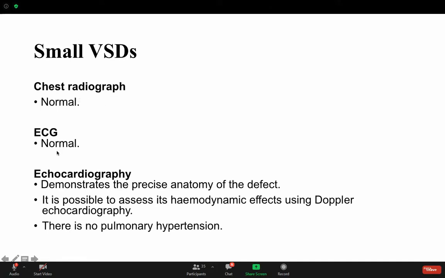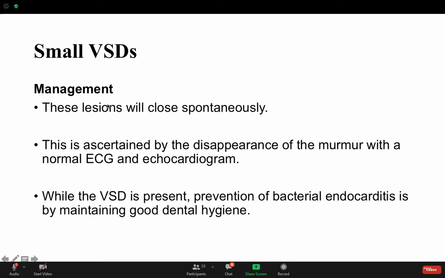Chest radiograph normal، ECG normal، الإيكو would demonstrate a defect. Okay. The management if they are small will close spontaneously، ما يحتاج تسوي لهم شيء. Okay. بتتأكد من هذا الشيء إذا فحصتهم لاحقاً بتختفي الميرمر. Disappearance of the murmur. And if you do an echocardiogram, it will show closure of the defect.